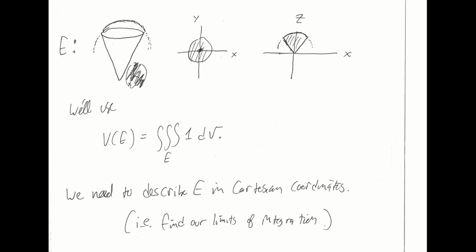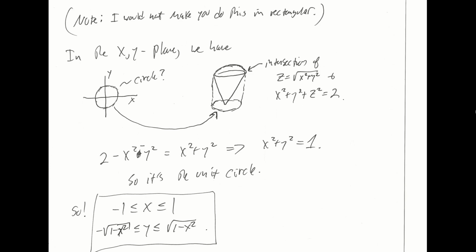If we want to be able to compute this triple integral, we need to figure out what our limits of integration should be if we write this triple integral as an iterated integral. And in order to do that, we need to be able to describe our region E in Cartesian coordinates. So that's our next step. We need to figure out what our limits of integration are going to look like, which is to say we need to figure out how to describe this region using Cartesian coordinates. What are our bounds for x, y, and z in Cartesian to describe this region?